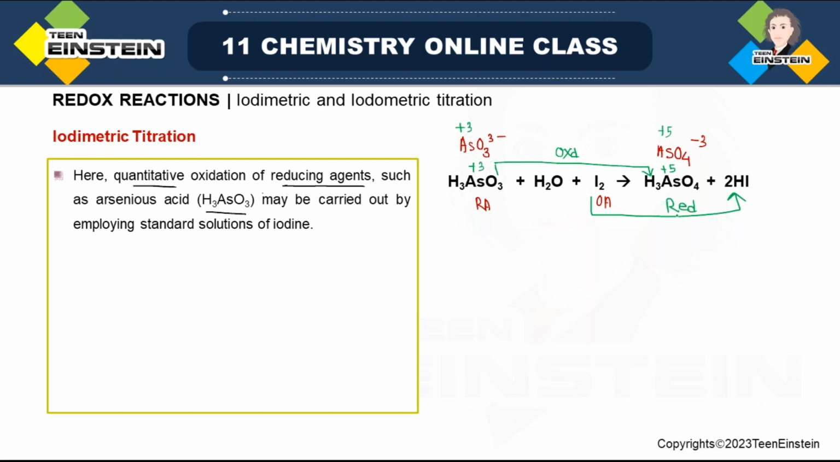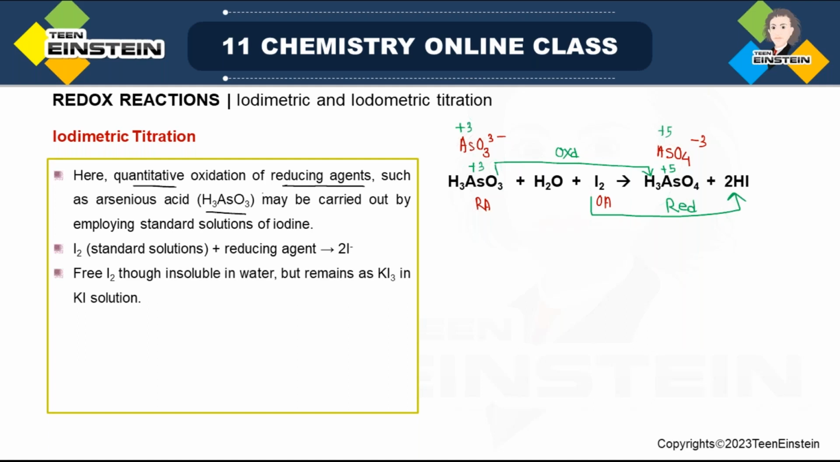This is basically reduction. So here we are using a standard solution of iodine, with any reducing agent. For example, we have taken arsenious acid. Now as I have already said, free iodine is insoluble in water, so we add some KI. So it remains as KI3. But whatever the amount of KI3, it is directly equivalent to iodine. That is, 1 mole of iodine generates 1 mole of KI3. So the number of moles of KI3 is directly equal to the number of moles of iodine. It is simple.